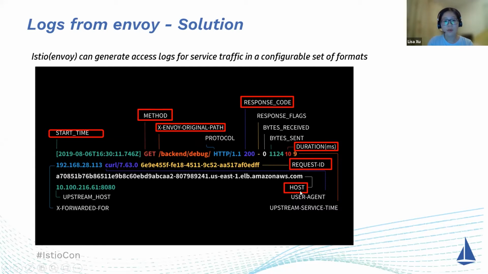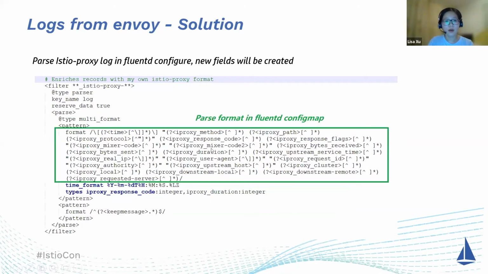So after we understand the format of the logs, we can do something based on our requirements. In Fluentd, we are parsing our logs based on the keywords which we think are important, in the Fluentd config map. Here is one example we are using in our project. We are parsing all the important things like the response code, method, as I mentioned, the proxy, and we store each of the values in our new fields.